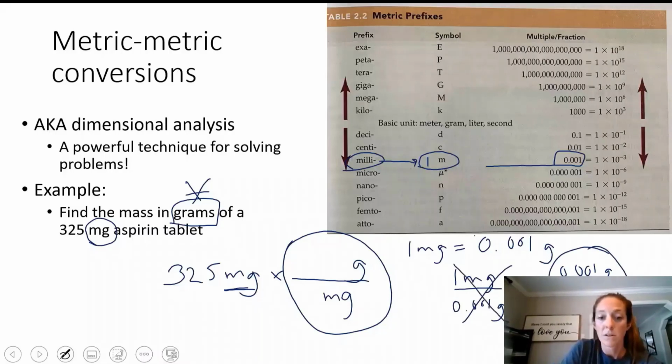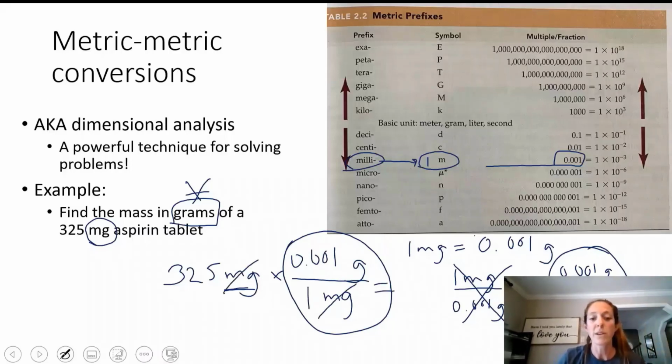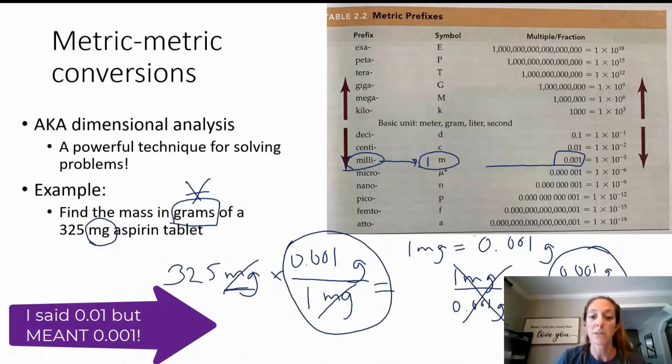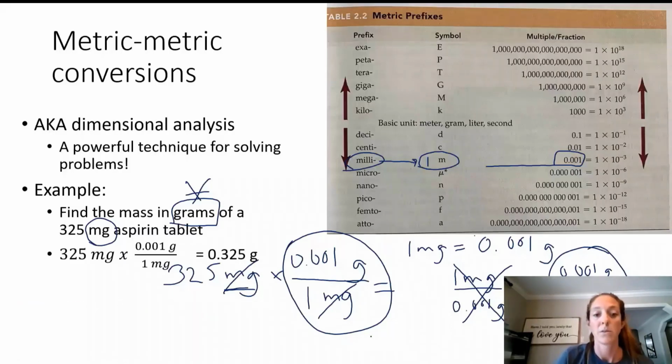So I'm going to use 0.001 grams over 1 milligram. Okay, so milligrams and milligrams will cancel. So when I do 325 times 0.001, you should get 0.325 grams. Okay, and that would be my answer.